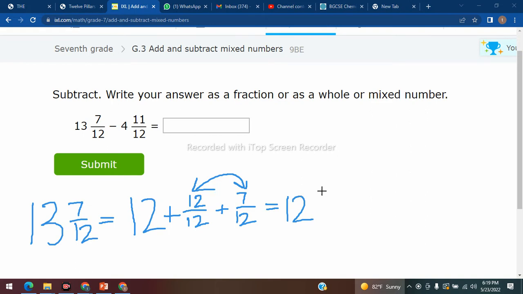Yes, ma'am? When we do the 12 plus 12, when we're doing that step, you use the bottom number. Yeah, use the bottom number. Okay. But how do I get 12? You mean this? Yes, sir. Because I borrow from the 13.